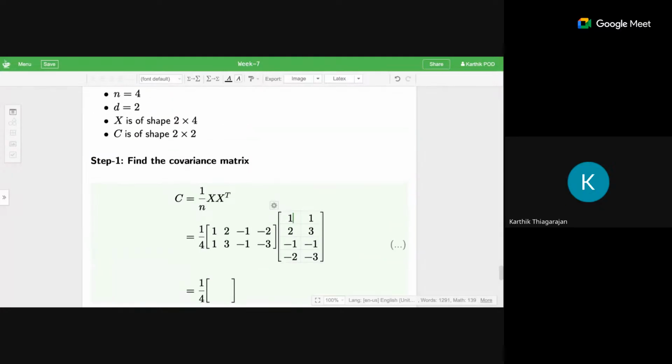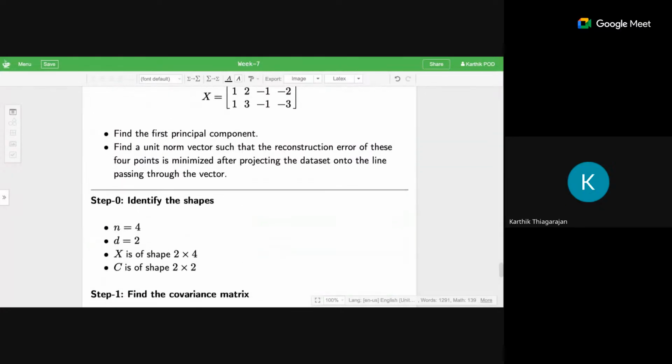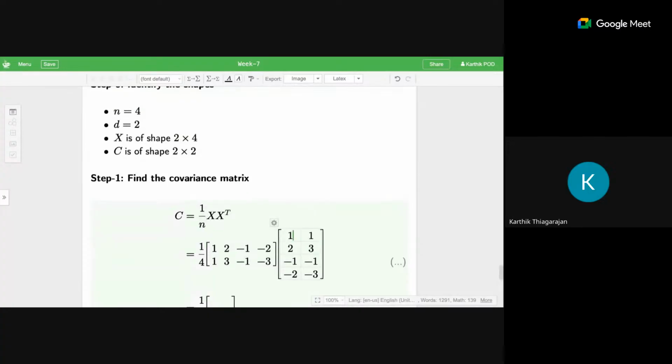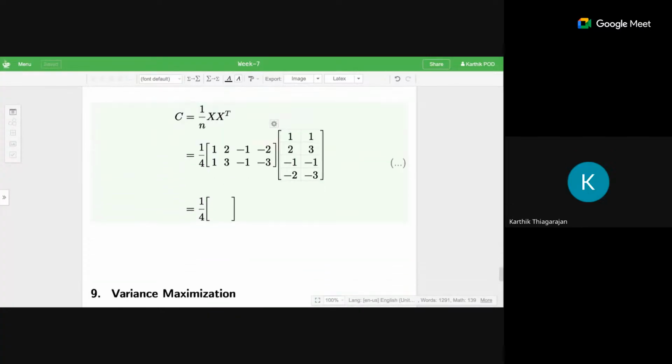Wait, have I made some mistake? X is correct. Yeah, no, I don't think so. Yeah, it is correct. So 1 plus 4 plus 1, 5 plus 1, 6 plus 4, 10. Is that correct? Is this 10?